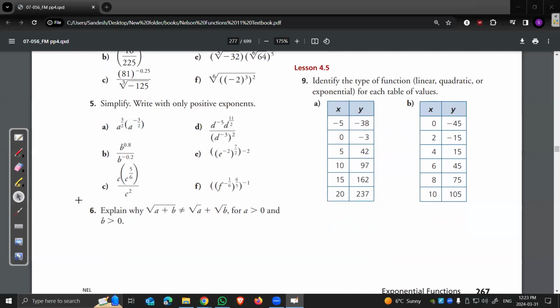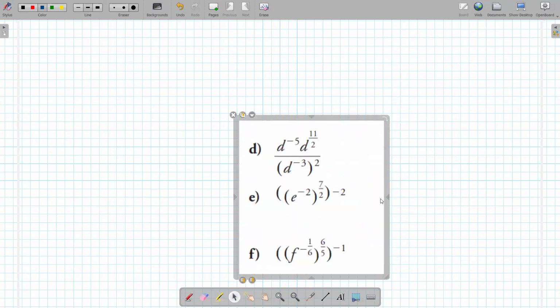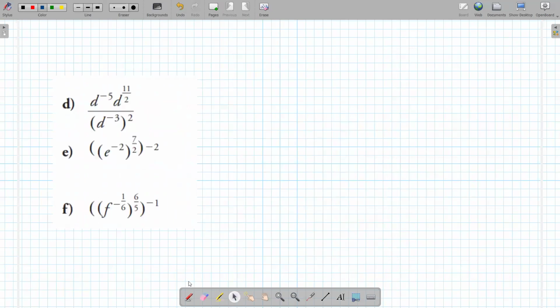Part 6. I can quickly do this in 10 seconds. Maybe not 10, maybe 10 seconds each. And again, remember, we're just adding the exponents or subtracting them. That's all this entire topic is.